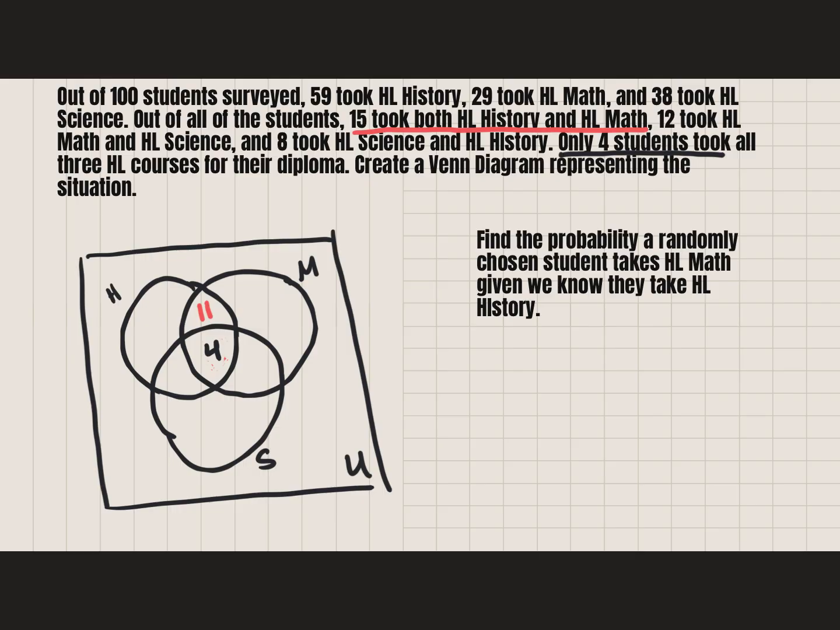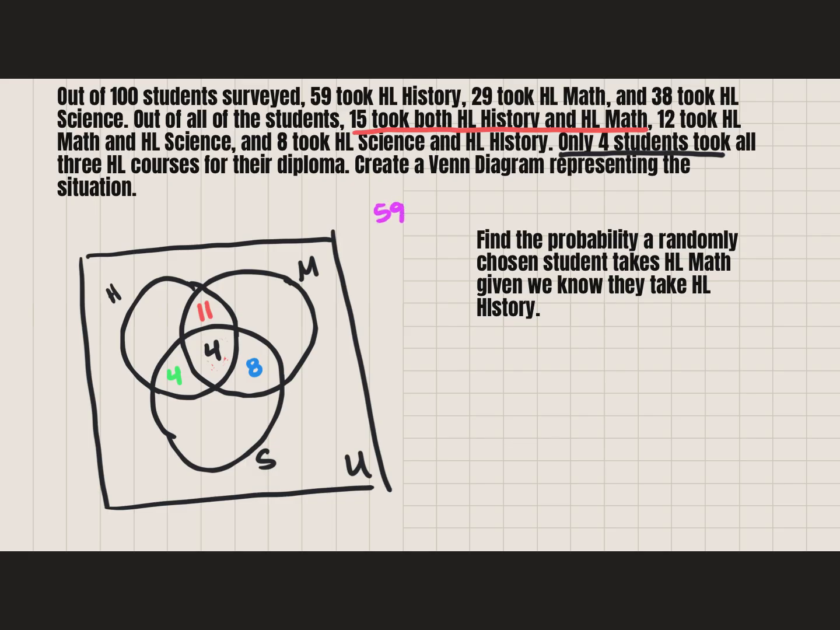It says 12 students took math and science, which means in that full overlap of math and science, I should have 12 people. I already know 4 of them are in the very middle, which means there's only 8 left here between math and science exclusively. If I do the same thing, 8 students took science and history. I know 4 of them really took all 3 courses, so I'm going to have only 4 left taking exclusively history and science.